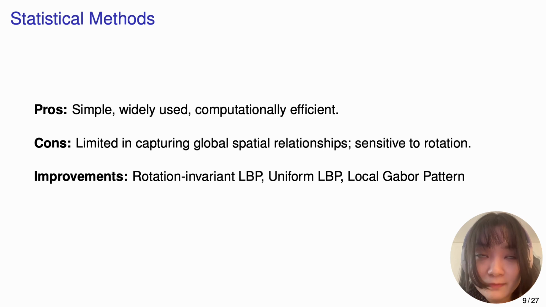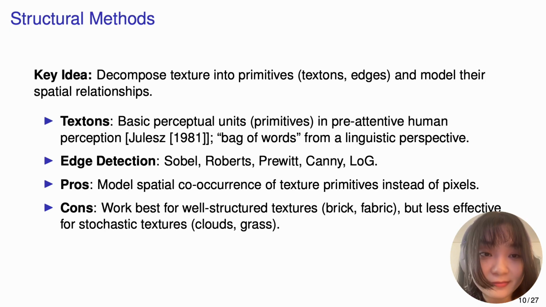than 2 bit changes in the circular binary number, and then if the texture is not uniform, just set a small number for that. So it reduces the dimension of the local binary pattern. And local Gabor pattern is a combination of local binary pattern with Gabor filters, which I will introduce later.